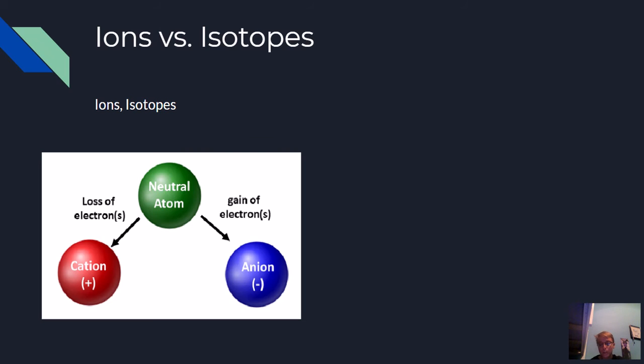An example would be neutral carbon, which has 6 protons and 6 electrons. Carbon positive 1 has 6 protons and 5 electrons, meaning it lost an electron. And carbon negative 1 has 6 protons and 7 electrons, meaning it gained an electron.